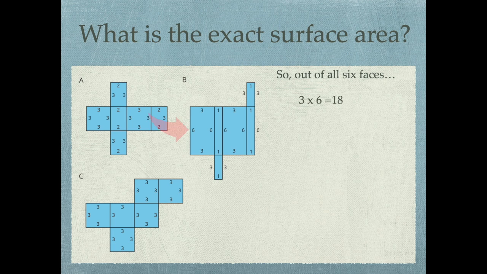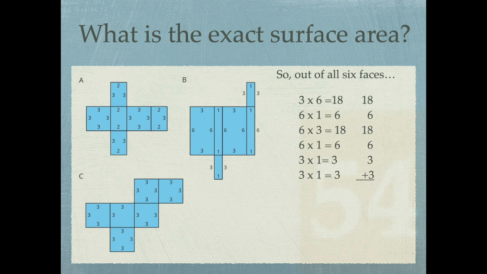We did 6 times 3 is 18. 6 times 1 is 6. 6 times 3 here is 18. 6 times 1 here is 6. 3 times 1 here is 3. And 3 times 1 here is 3. So I add all those areas up together, and I get 54. So I can say the surface area of B is 54.